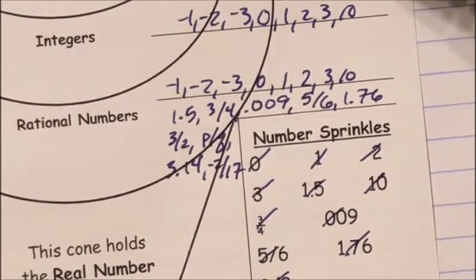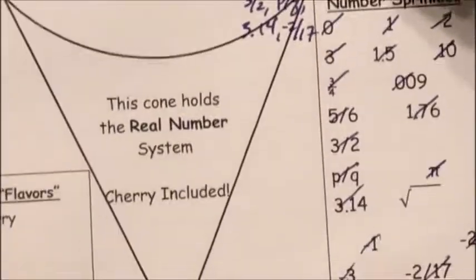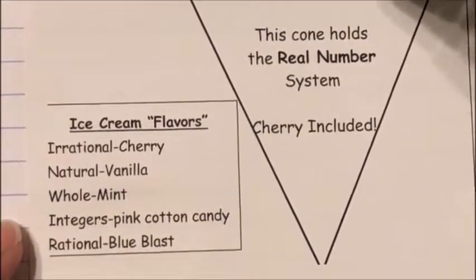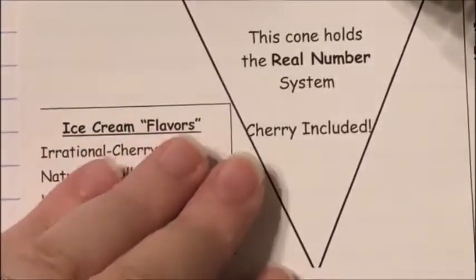So that includes all the rest of those. All right, so the cone holds the real number system, cherry included. Cherry is the irrational numbers. Okay? So here's my fun flavors. It's kind of a cool, fun thing that you can look back on.